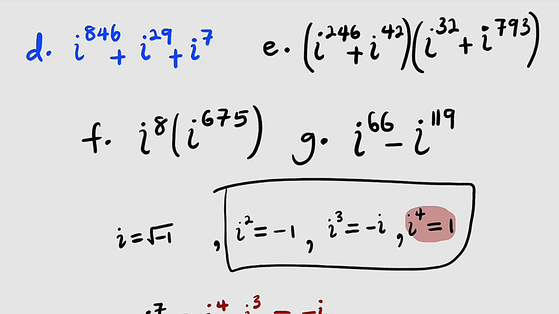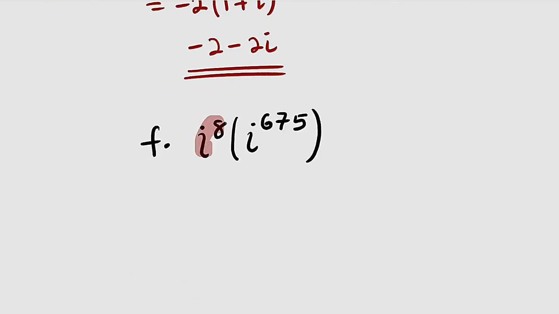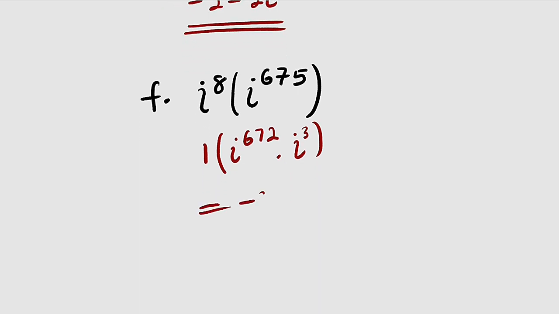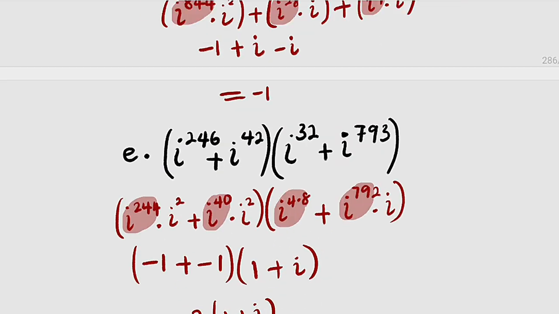Then F, which is the second to last question, we have no problem with this because we know it is equal to 1. 8 is a multiple of 4. Yes, so we don't have a problem with this one. We have 1 multiplied by the whole of this. 672 is a multiple of 4. So we have i to the 672, but still we have 3 left, right? So i to the 3rd power. But i to the 3rd power is -i. This is 1, this is 1. So the whole of this will give us -i.